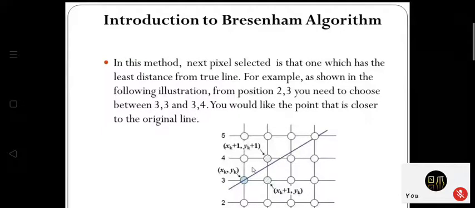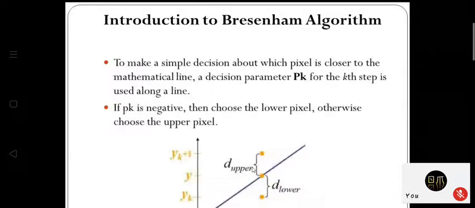Now over here, the question is, which is the nearby pixel you have to choose? Which is the nearby pixel you would choose? So for that, you would require a decision parameter, which is specified with the naming as p of k. So depending upon this decision parameter, you will decide which pixel you are going to choose for generating a line.